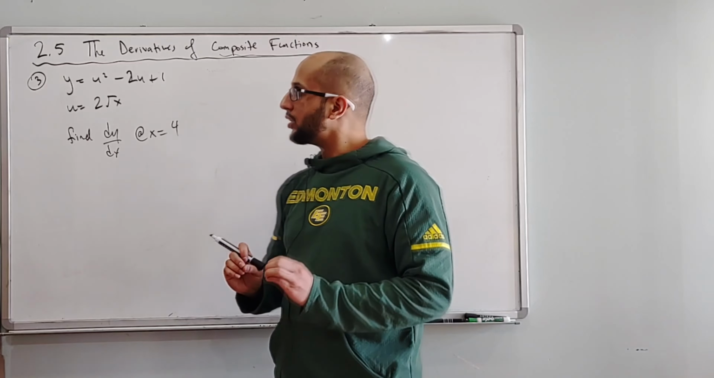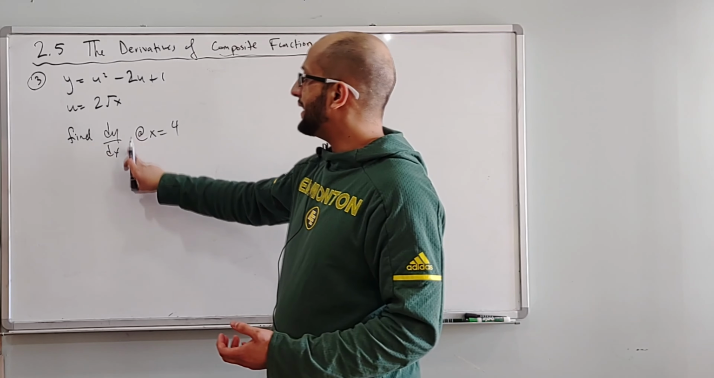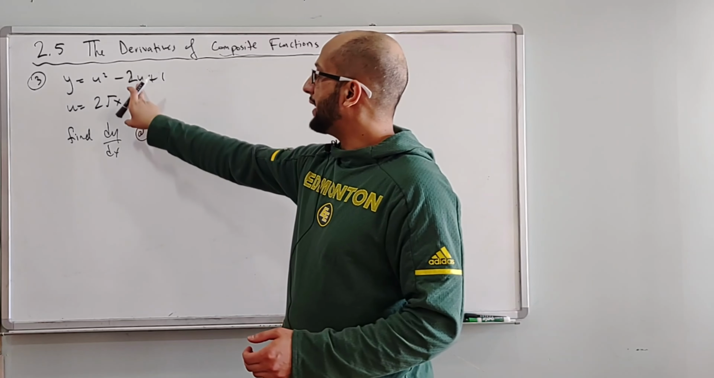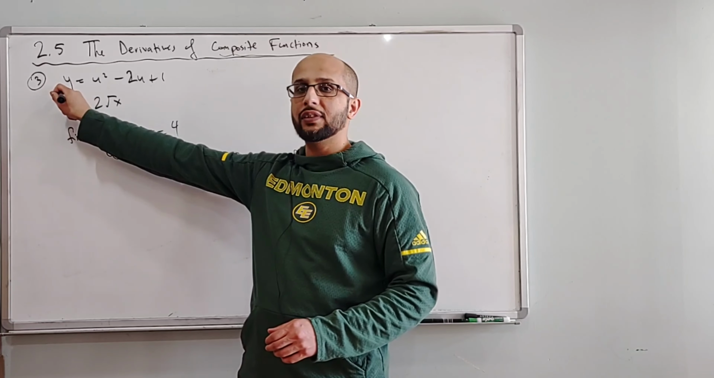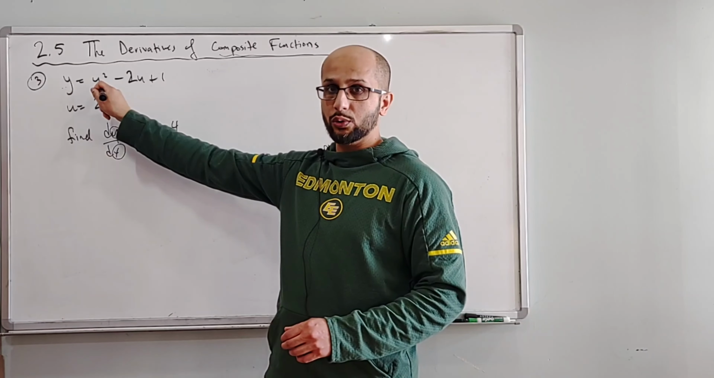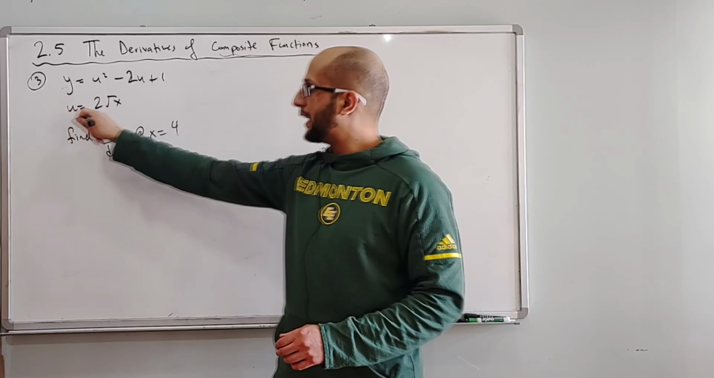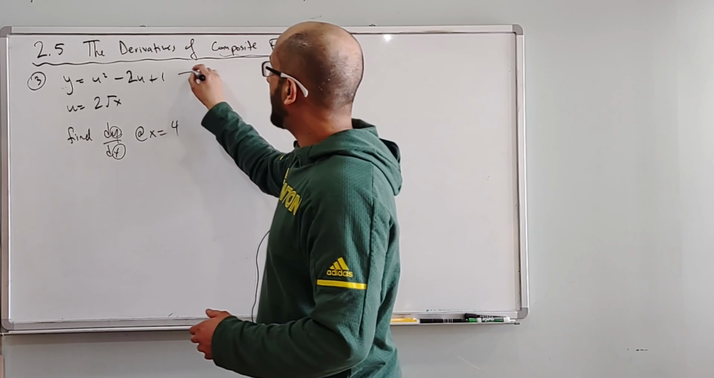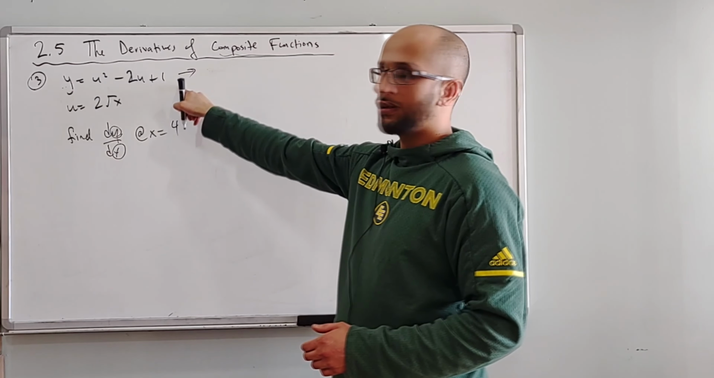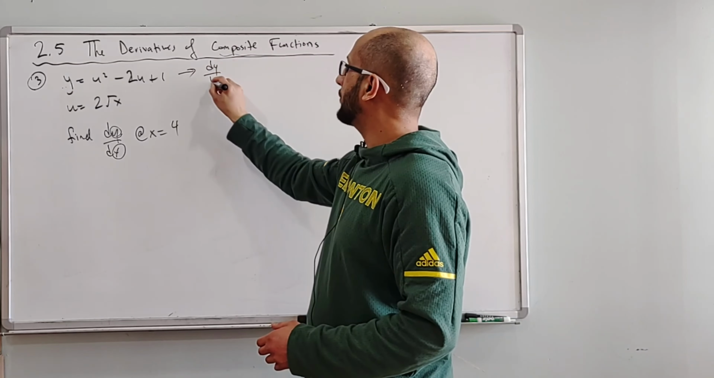Using Leibniz notation, to find dy over dx, we can use these two. Dy over dx means find the derivative of the function y where the independent variable is x. We don't have that. We have the function y where the independent variable is u, and the function u where the independent variable is x. If we find the derivative of y, we get dy over du. If we find the derivative of u, we get du over dx.